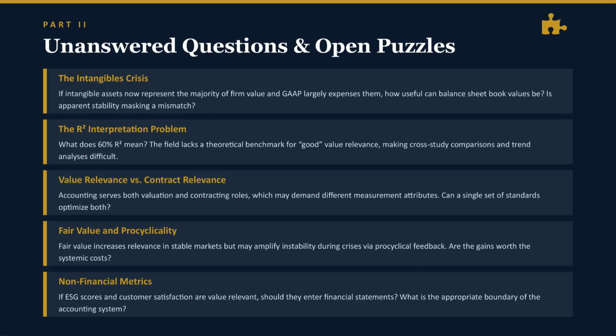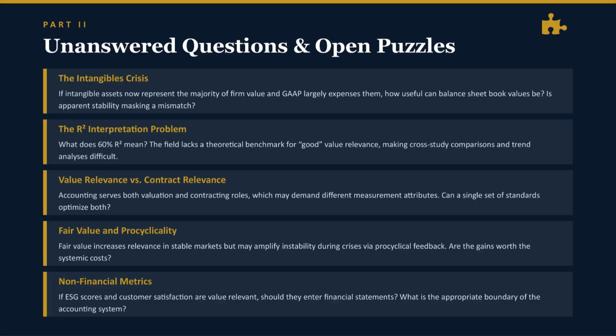The R² interpretation problem. What does it mean when the R² from a price regression is, say, 60%? Is this high or low? Should we expect accounting to explain all of stock prices? The field lacks a theoretical benchmark for what constitutes good value relevance, making cross-study comparisons and trend analyses difficult to interpret. Value relevance versus contract relevance.